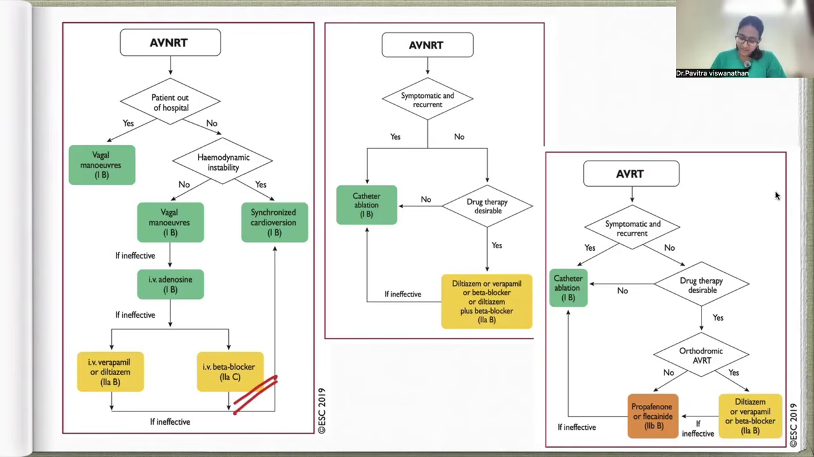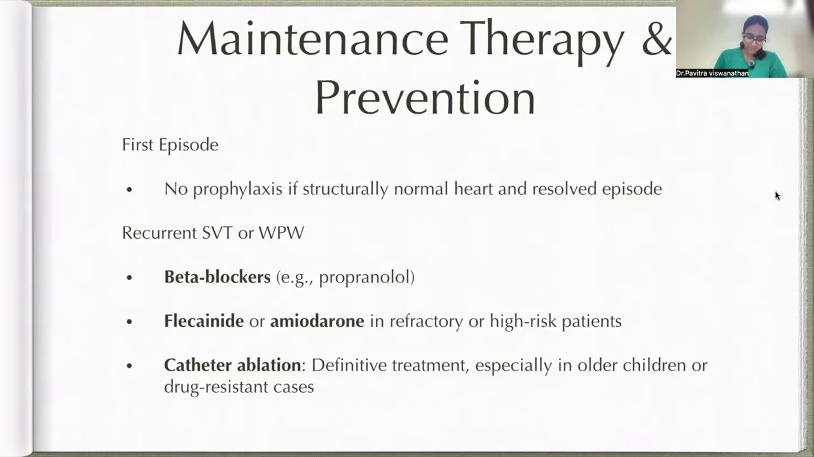If it is an AVRT, there will be a slight difference depending upon whether it is orthodromic or antidromic. Your choice of continuation medication will vary. Generally, by this point, we will consult with a cardiologist and then decide on what next medication needs to be done. Okay, so that's about your maintenance therapy.